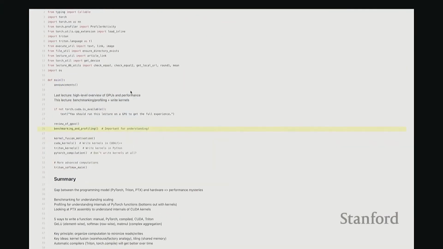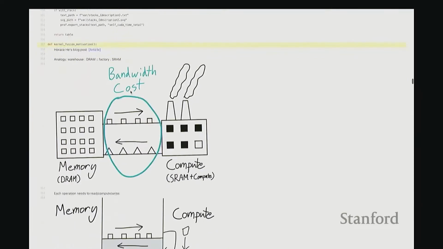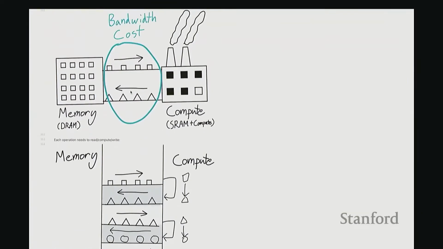Now you have all the tools you need to do performance work. And now we're going to write some kernels in the remaining time. So remember kernel fusion? This was the image that I showed you in lecture. There's a little factory. Every time I need to do an operation, I need to ship it from the warehouse to the factory and back.